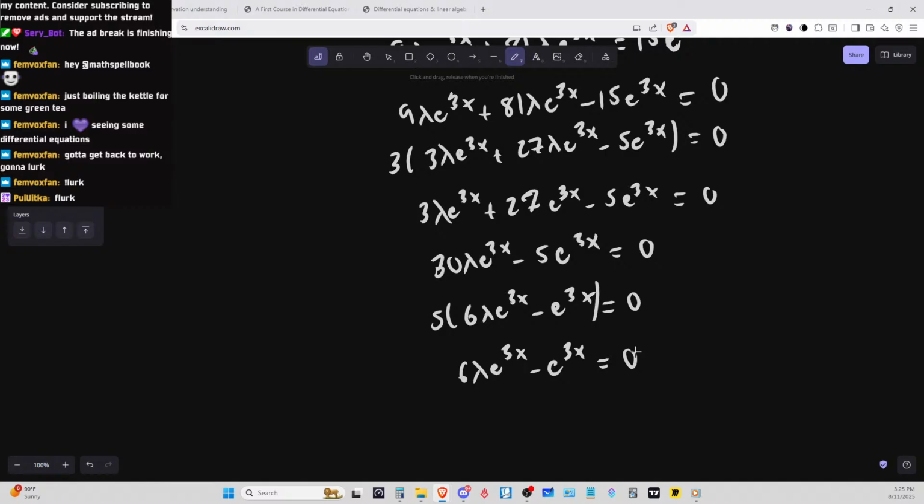Okay, so I think now we're just going to have to get lambda by itself. So now we just have to minus 6 lambda. And it just becomes pure algebra at this point. So 6. And then these two will cancel each other out, leaving us with lambda is equal to 1 over 6.